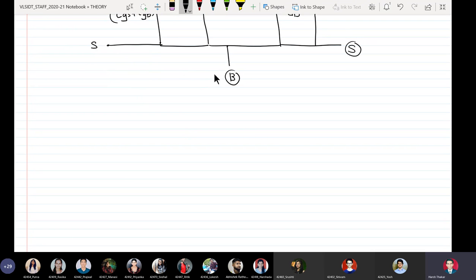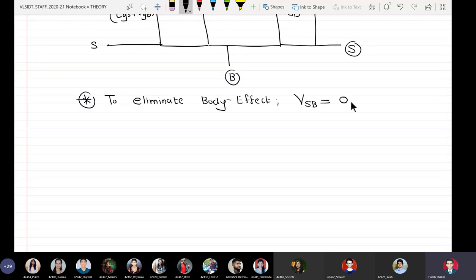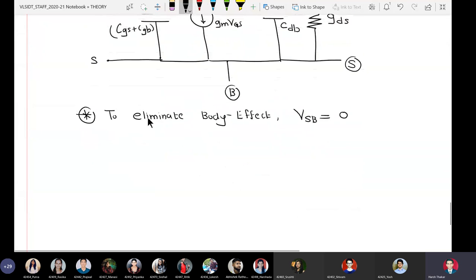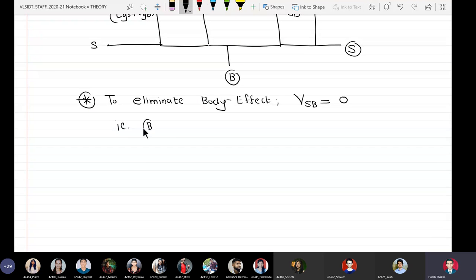So there is a reason why I have not shown the body terminal separately from the source. This clearly indicates that body and source are shorted. And in the initial lectures, in the introduction of MOSFET, I told that VSB is equal to zero, that is, body and source terminals are shorted.